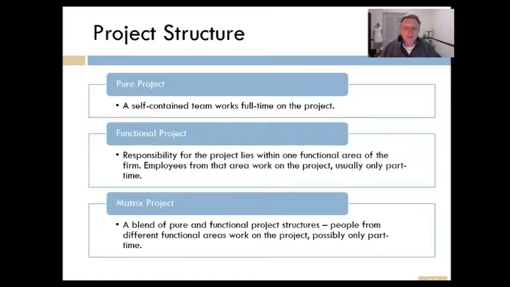A project is structured. There's 3 different major project structures. One's called a pure project, which is a self-contained team that works full-time on a project. So people are pulled out of their normal mode of working. They're put together in a team and they're set aside. That's called a pure project. That's all they do is work on that. There's functional projects where basically people work in their different functional areas, but then they're assigned to different projects to work on. And then there's a matrix project, which is a blend of both the pure and functional project.